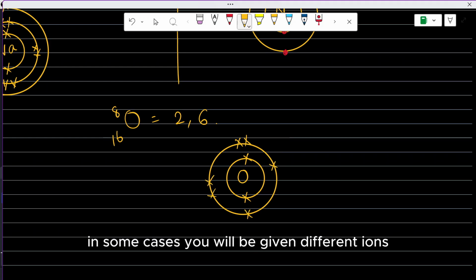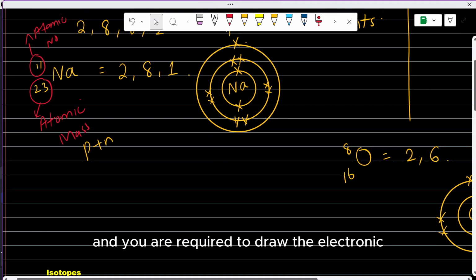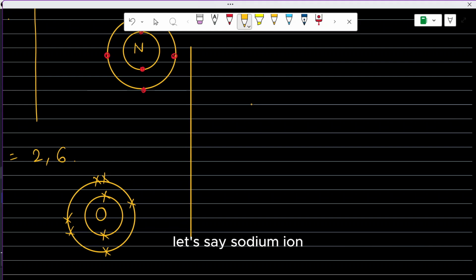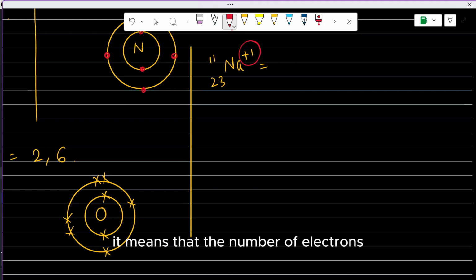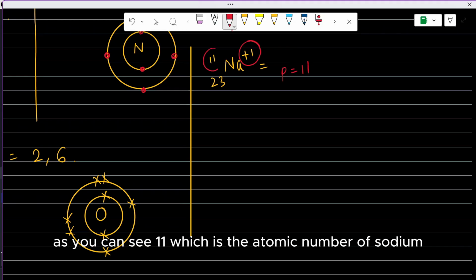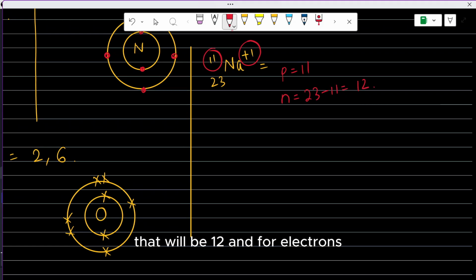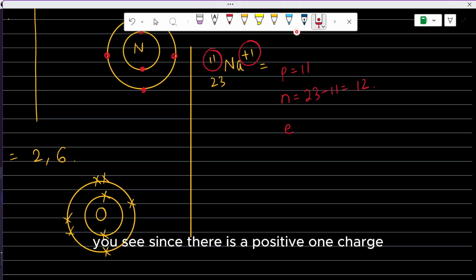Right, in some cases you will be given different ions and you are required to draw the electronic configuration of different ions. Okay, so how do we draw the electronic configuration for ions? Let's say sodium ion. Right, you will see that there is a +1 charge on the sodium ion. It means that the number of electrons and protons are not equal. It will have 11 protons, as you can see, 11, which is the atomic number of sodium. And for the number of neutrons, you need to subtract from the atomic mass. That will be 12. And for electrons, since there is a +1 charge, it means it has donated 1 electron. Right, so that will be 10 electrons.